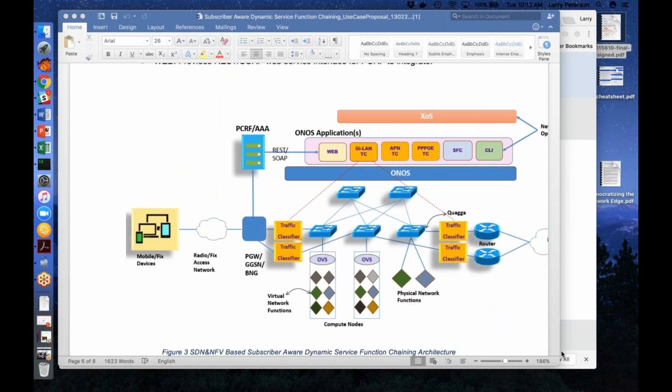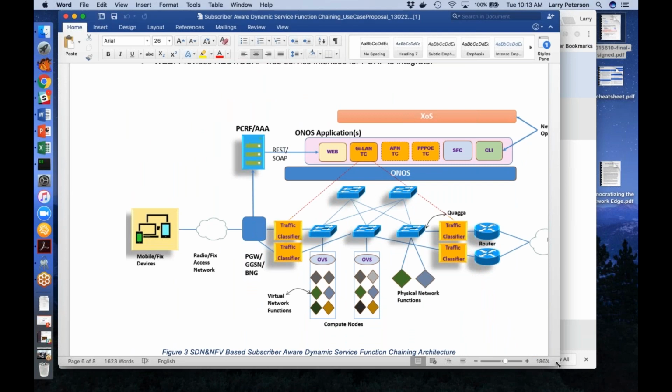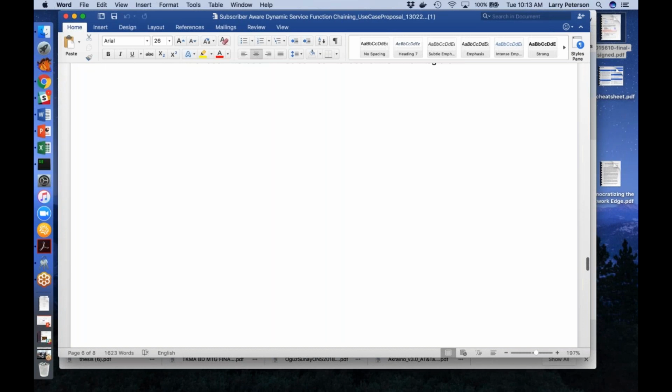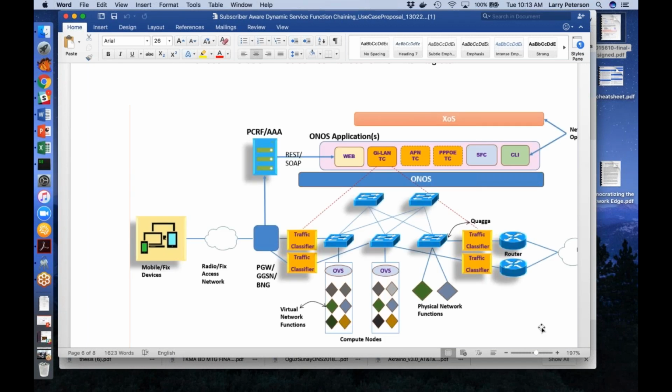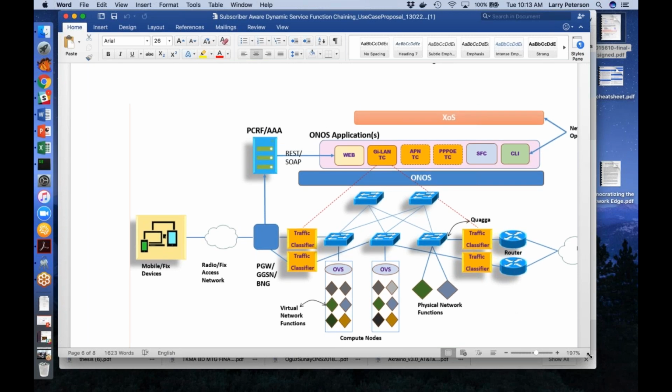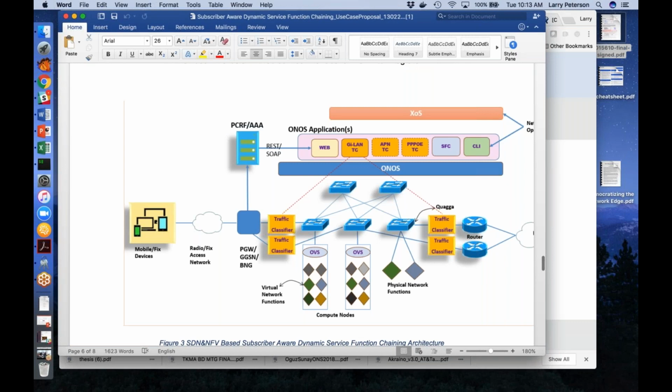What we don't do right now is QoS. And we are looking at ways to do the hierarchical QoS that is necessary for the BNG-like functionality. That's still down the road.